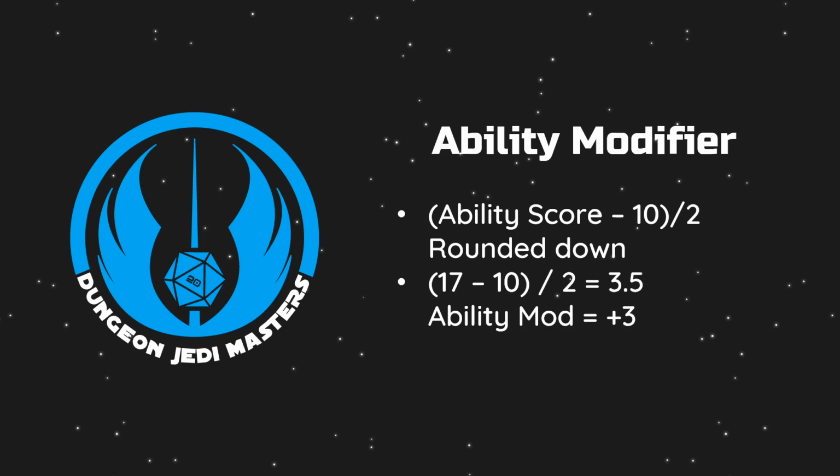So say we threw that 17 into our dexterity. Our dexterity ability modifier is plus 3. So anything related to dexterity, we add the plus 3.